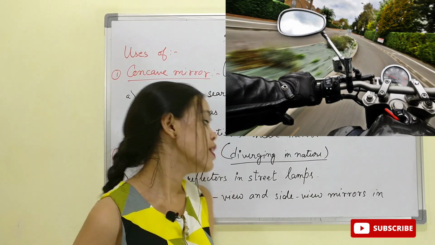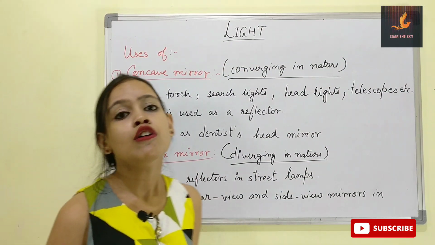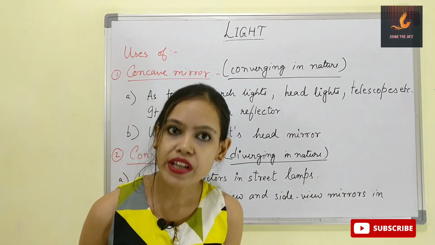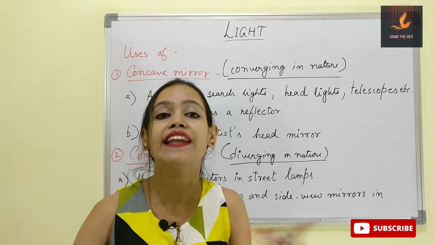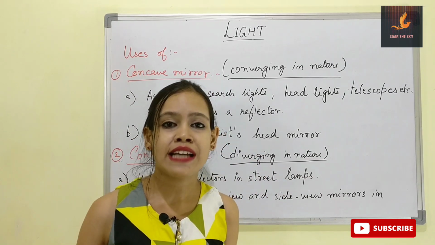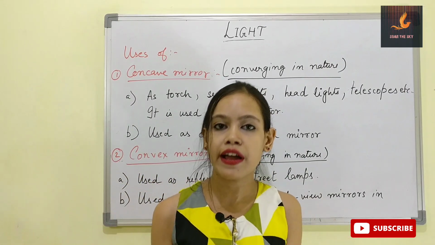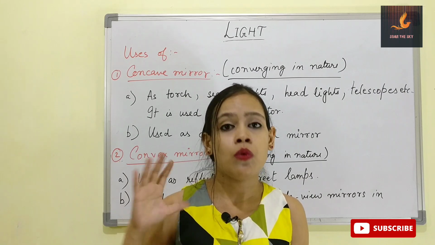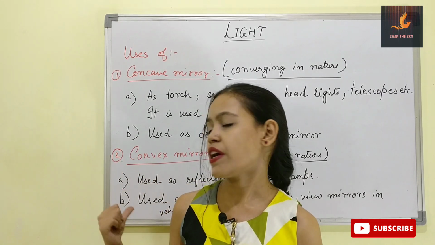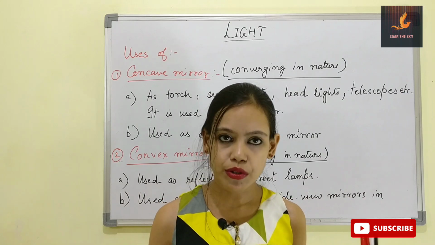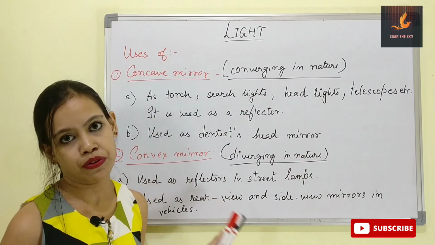Both use convex mirrors for their convenience, because convex mirrors, as we have read, are diverging in nature. They give us a wide angle view of the entire situation at our back. So while driving or riding a bike, we can see whether there is a vehicle coming from the back or not. This convex mirror gives a wide angle view of that. Hence, these are the uses. You can take down a note of it.